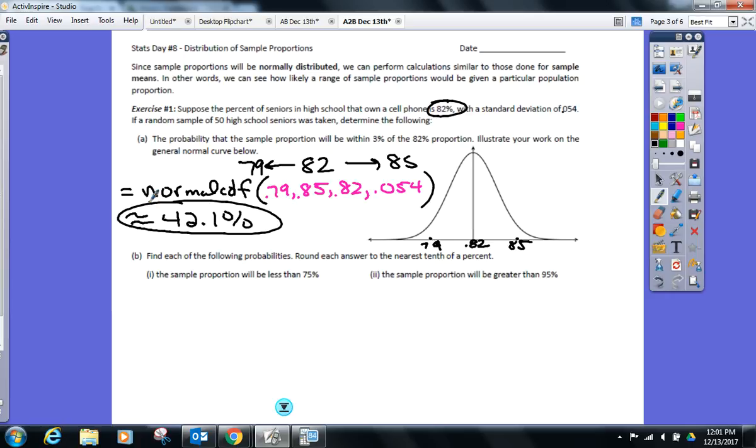All right. In your groups, or if you want to do it solo, that's your call. Go ahead and do part 1 and part 2 of letter B. Sample will be less than 75, more than 95. Go ahead. I'll give you guys a couple minutes, and then I'll ask you.